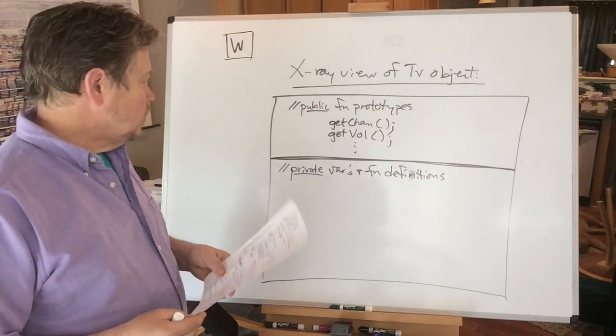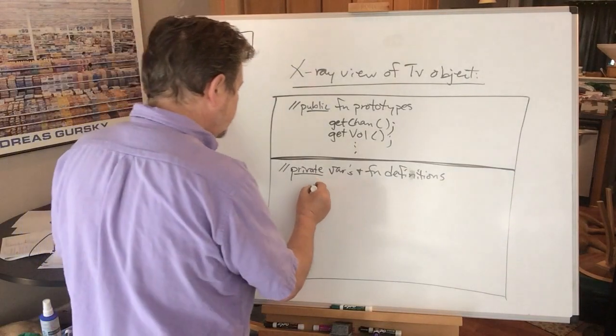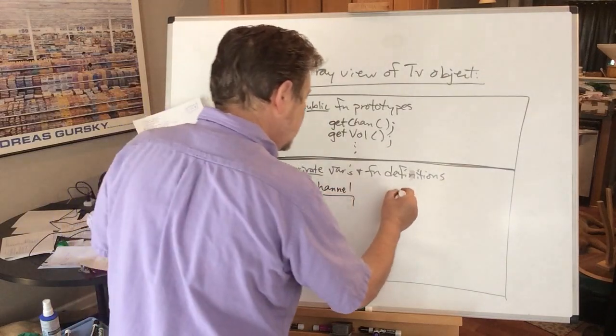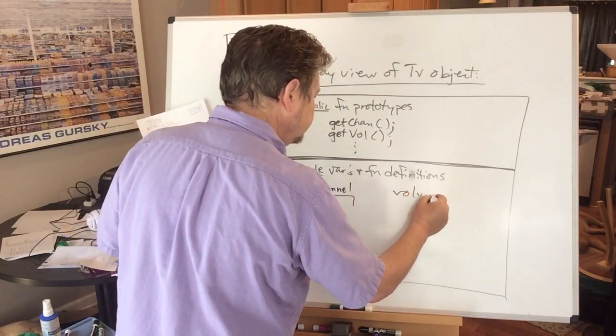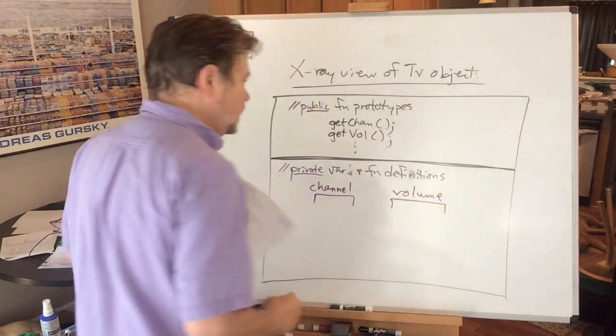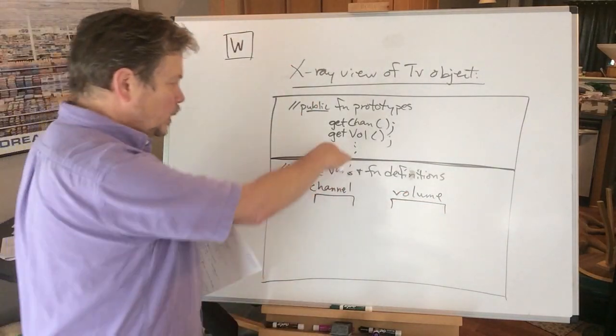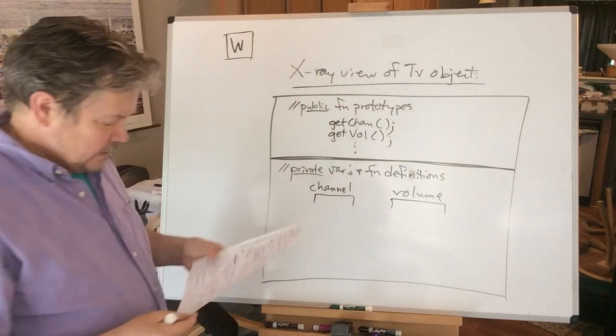Okay, what do we got? Private variables. We got two private variables. Channel. And we got your volume. There they are. They're below the line. They're private. They're secret. That's below the surface. That's above the surface. What else we got?